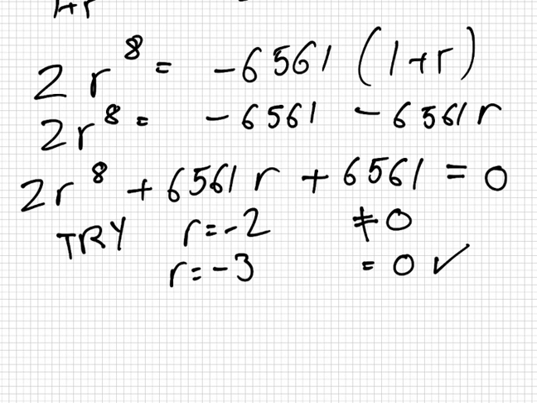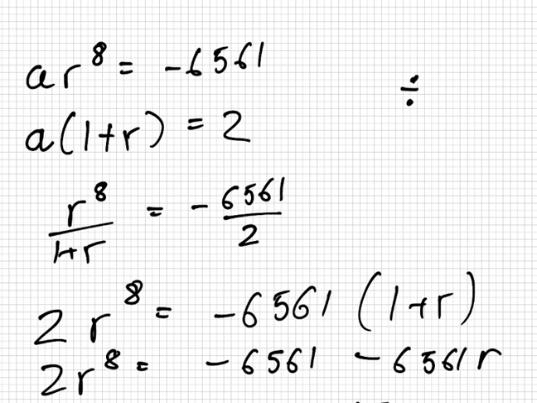Okay, so now that we have the r, how can I find the a? I sub it back in. I should use this one here. So a equals 2 over 1 plus r. Can someone type that in, please? 2 over 1 plus r works out as minus 1. Okay, so we have the a and we have the r now.